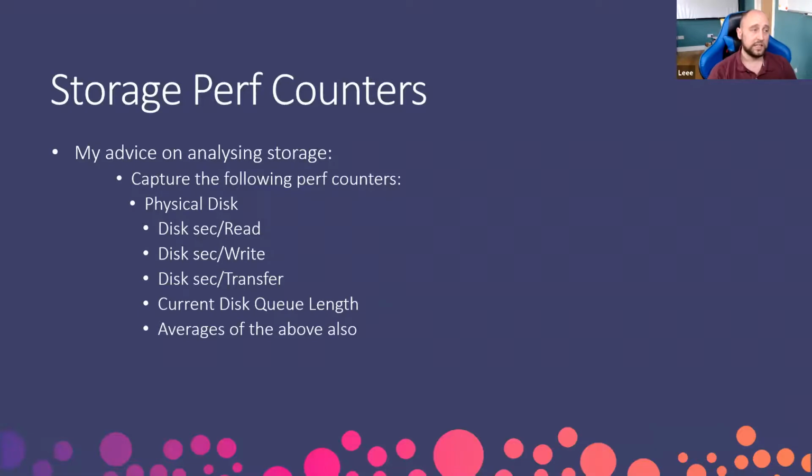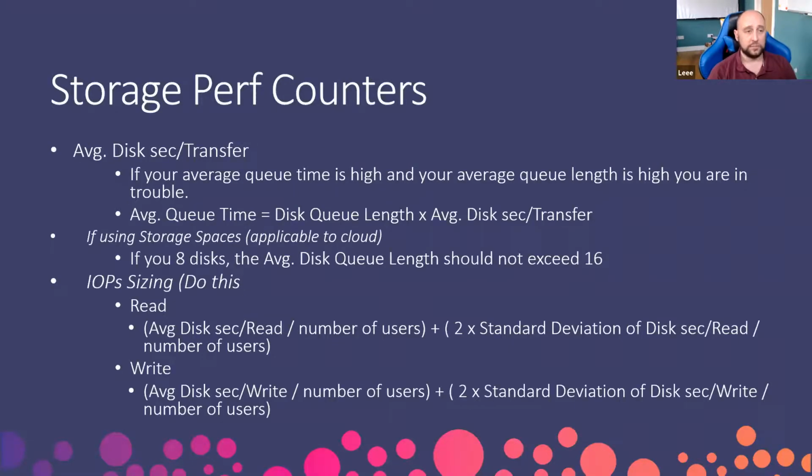Once you've captured that information on a standalone VM, say with 1 or 5 users or whatever you feel is a good number, depending on how much you're scaling and how much variation you want. If you could do it with all your users, happy days. That's the best you could ask for. So your average disk transfers a second. If your average queue time is high and your average queue length is high, then you've got a problem.